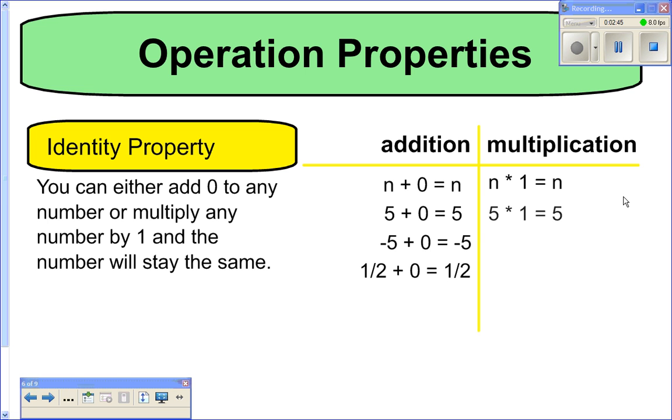If you have 5 1 time, 5 times 1, 5 times 1 will be 5. How many 5s? 1 5. You have 5 1 time, it's just 5.